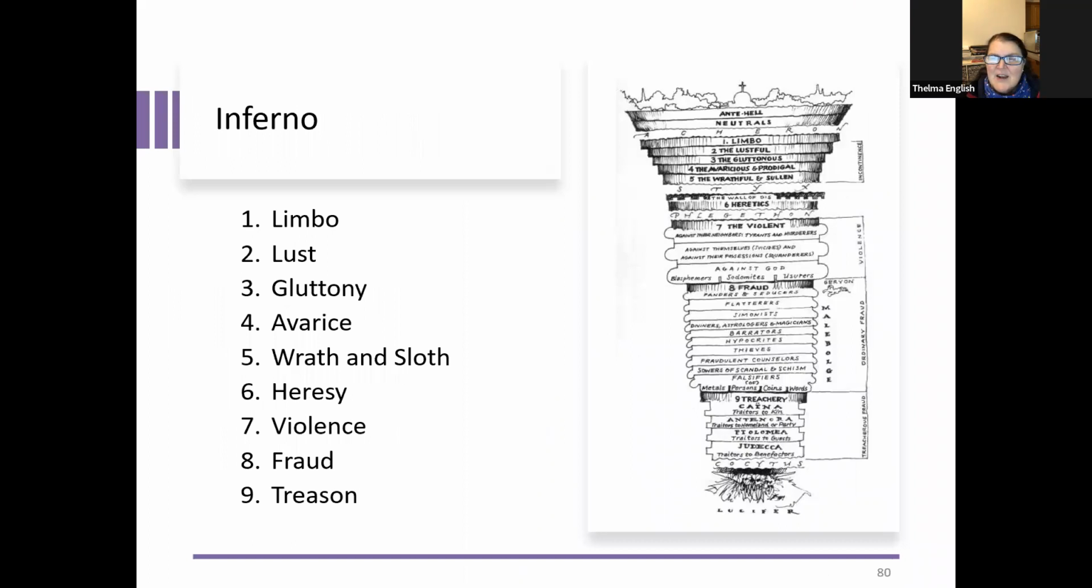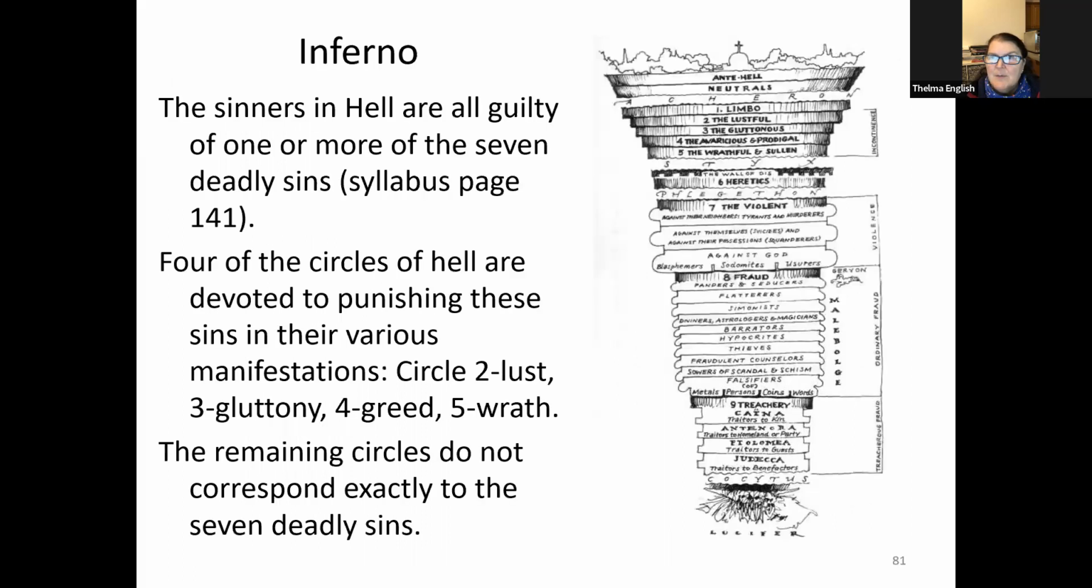The 9 layers: treason, fraud, violence, heresy, wrath, and sloth, avarice, gluttony. Those who are really big and fat go to hell for gluttony, lust, and then we see limbo. The sinners in hell are all guilty of one or more of those 7 deadly sins. Remember the 7 deadly sins from syllabus page 141? The people in hell are all guilty of one or more of those. 4 of the circles of hell are devoted to punishing these sins in their various manifestations.